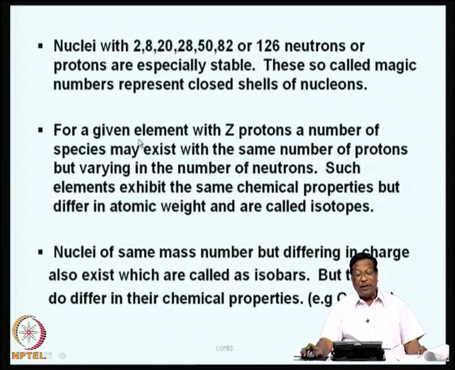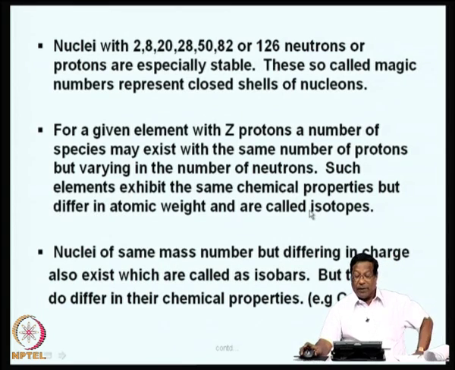For a given element with Z protons, a number of species may exist with the same number of protons, but varying in the number of neutrons. These are known as isotopes. Such elements exhibit the same chemical properties, but differ in the atomic weight, and are called isotopes.